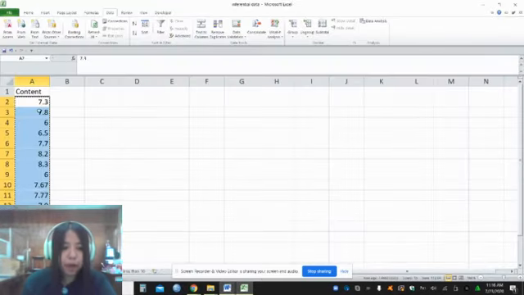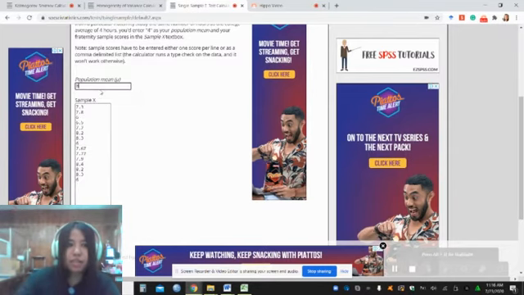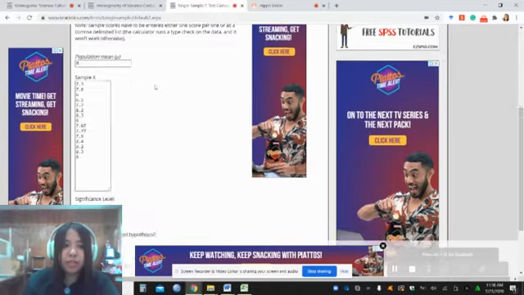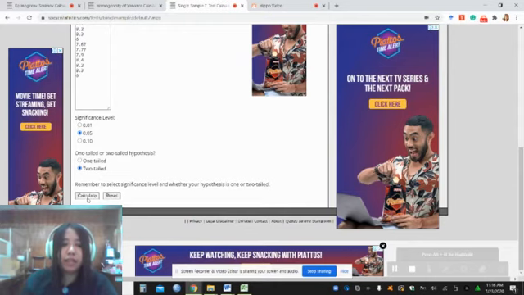and let's copy our data set here. The population mean is 8. Our significance level is initially set to 0.05, and our hypothesis is two-tailed. Then click calculate.